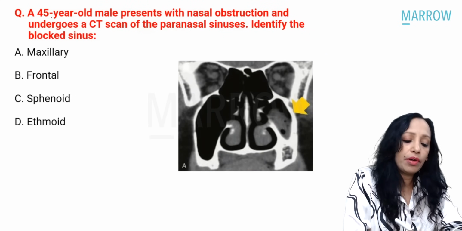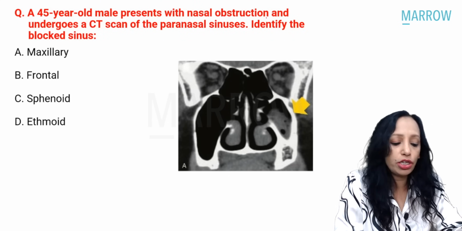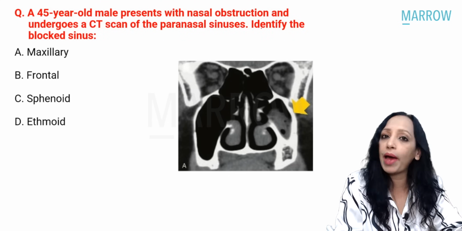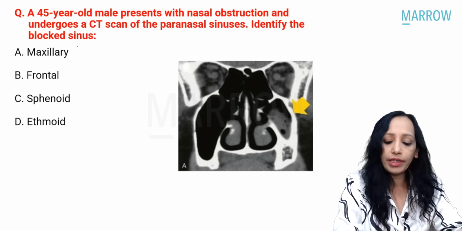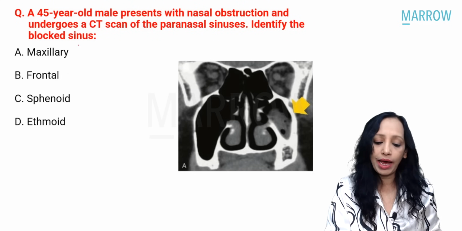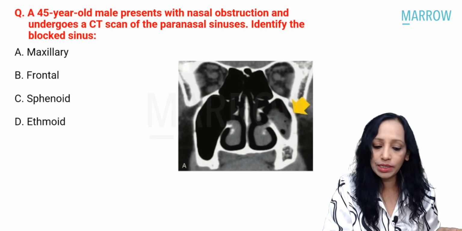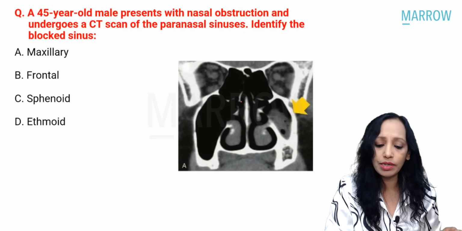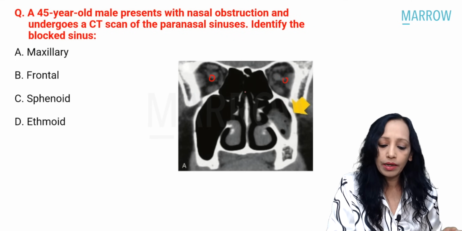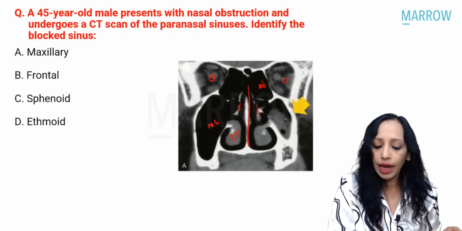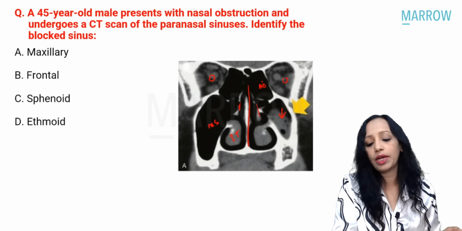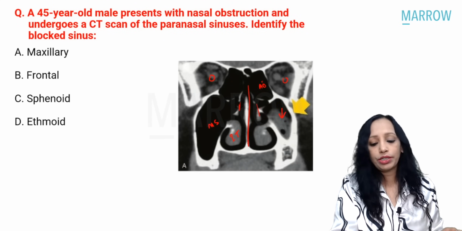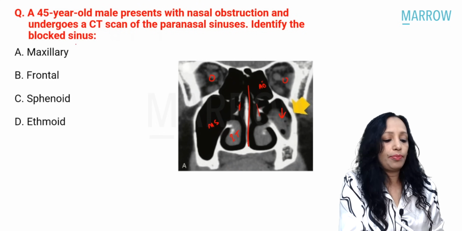So, the next question. A 45-year-old male presents with nasal obstruction and undergoes a CT scan of the paranasal sinuses. Identify the blocked sinus. So here we have a coronal cut of the CT scan of the nose and paranasal sinuses. So we are seeing the orbit here. Here in the center is the septum, the inferior turbinate. The middle turbinate is not very clear here. Yes, we have the maxillary sinus here and the anterior ethmoids. And we can see that in the maxillary sinus here, we are seeing the discharge here, some connection. So yes, the blocked sinus is which one?